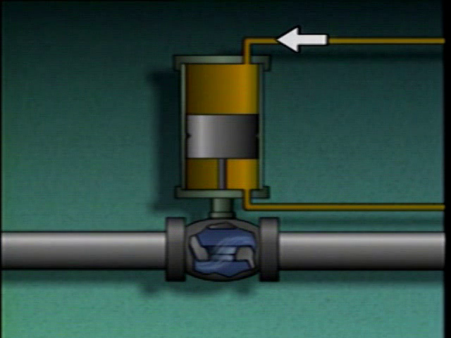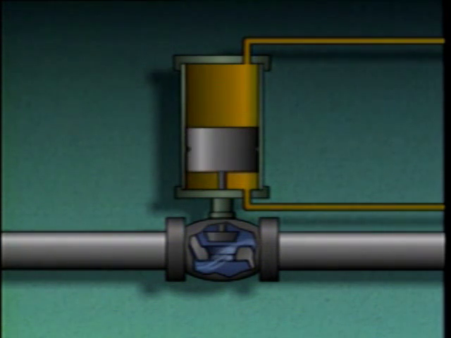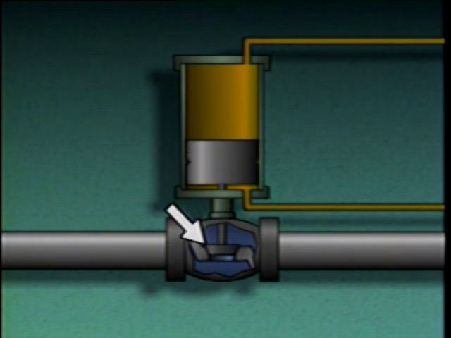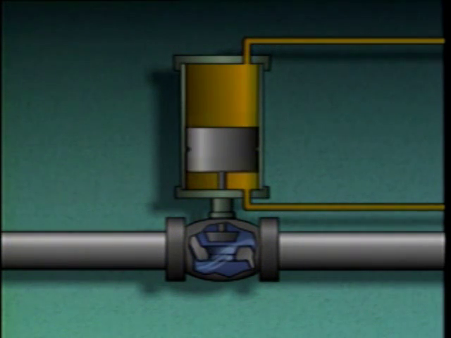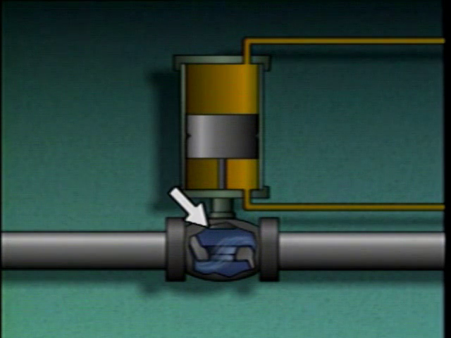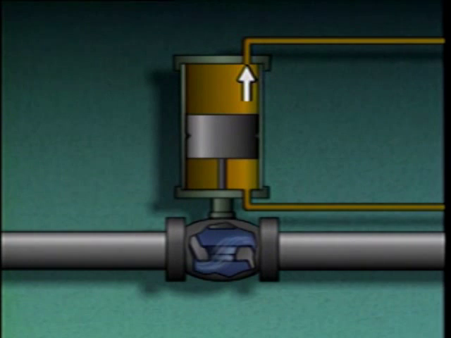In this example, if fluid enters through the top port, it pushes the piston and piston rod down to close the valve. An equal volume of fluid is bled through the lower port. When fluid flow is directed into the lower port, it causes the piston and piston rod to move up, opening the valve. At the same time, an equal volume of fluid flows out of the upper port of the cylinder.